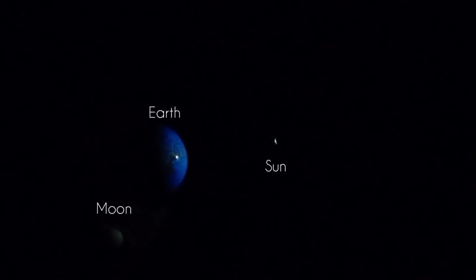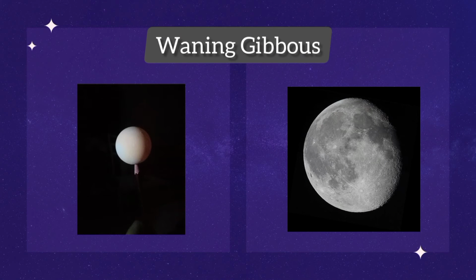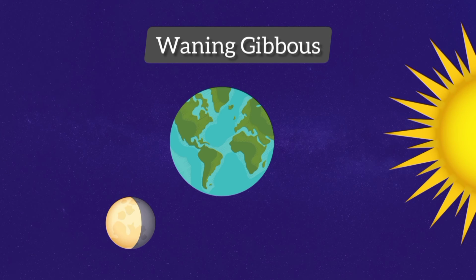After that, the moon moves to the next position. At this position, nearly all the moon is lit, while a very small part on the right side is still dark. This phase is called waning gibbous.